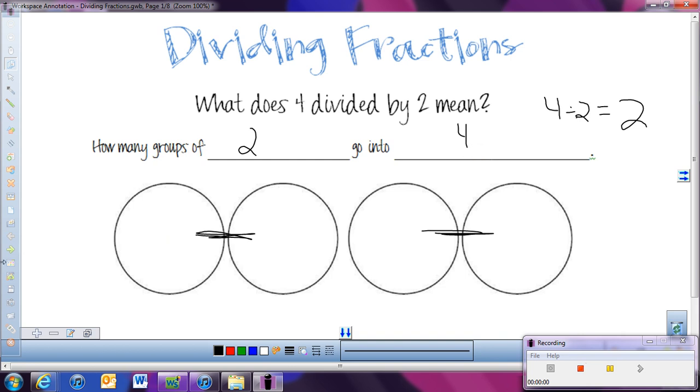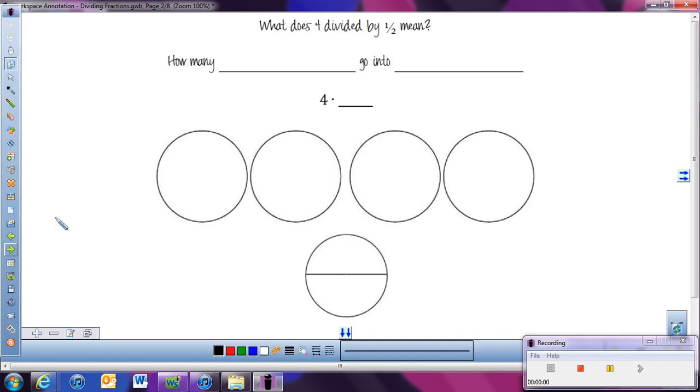We're going to take the same idea and use it with fractions. Now, in reality, in this lesson, we should be using fraction circles again, and we don't have them in front of us, so we'll continue to use the clip art ones. Hopefully we'll get the idea. This one says, what does 4 divided by 1/2 mean? Well, we're going to write it out the same way as we did the last one with the whole numbers. So instead of a 2, we have a 1/2 here. So we're going to say how many 1/2s go into 4 this time.